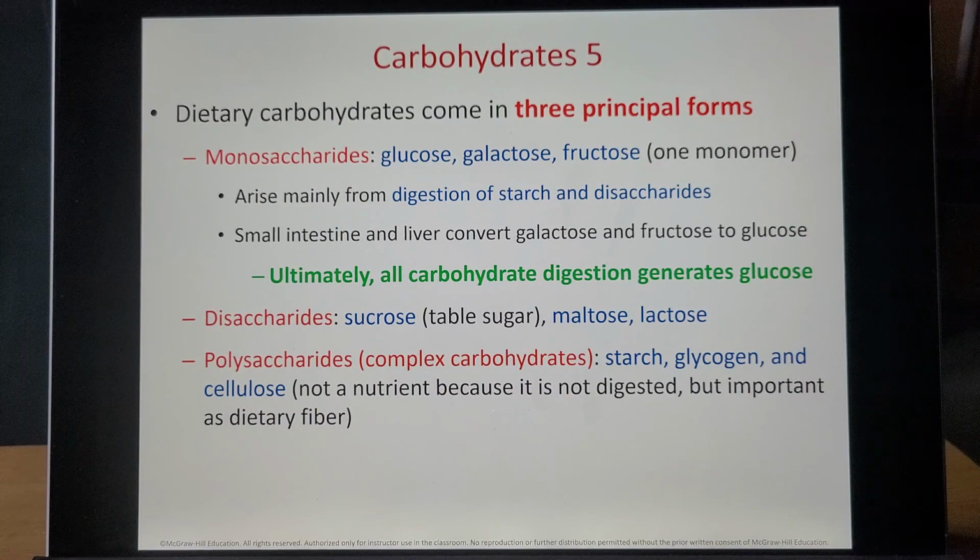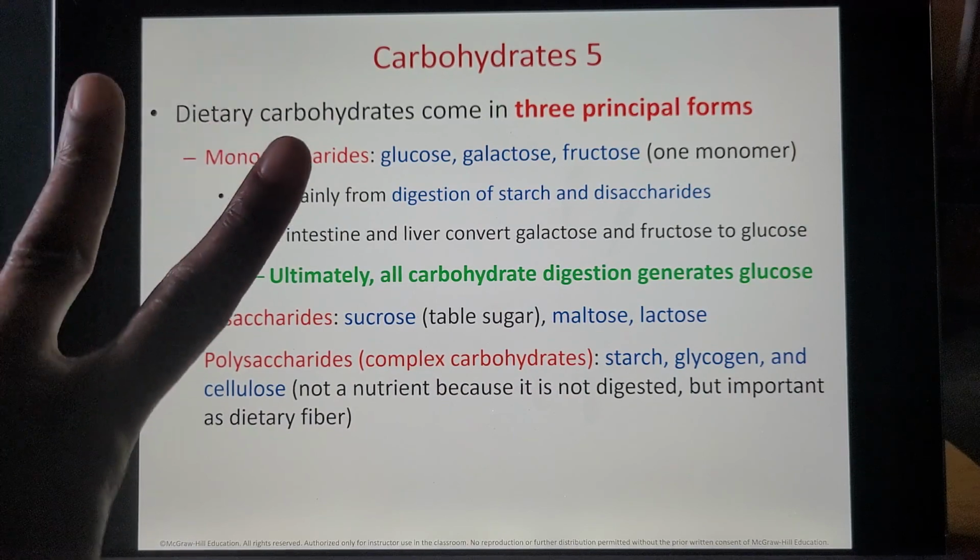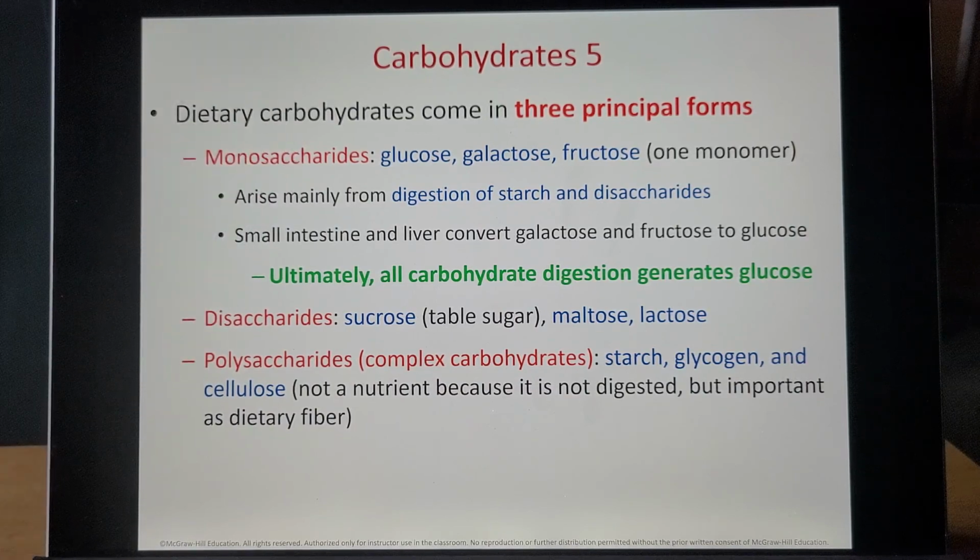Okay, next crew is disaccharides, di meaning 2. So that is sucrose, which is our table sugar, as well as maltose, which is found in grain, and lactose, which is found in milk. So people who are lactose intolerant, they no longer create the enzyme to break down that milk sugar.